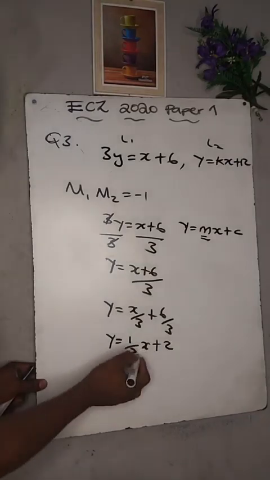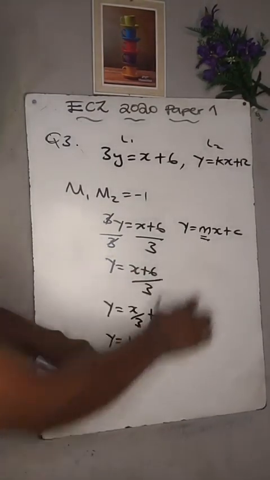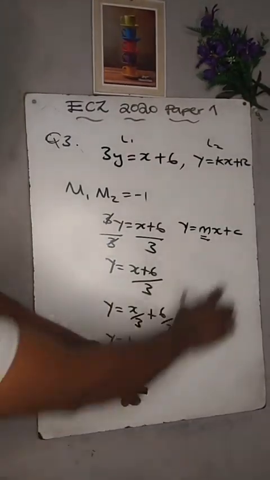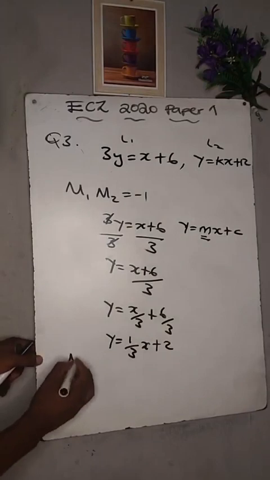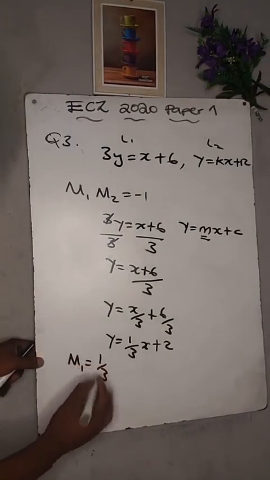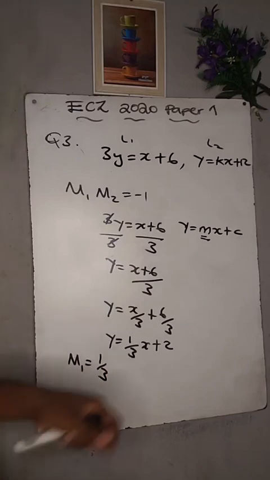So now our gradient has been found, because in y equals mx plus c, m is our gradient, and our y-intercept is 2. So the first gradient has been found. So say m1 is equal to 1 over 3. So what we're going to do next is to find now the gradient for the other.